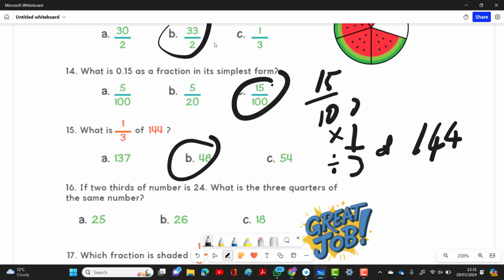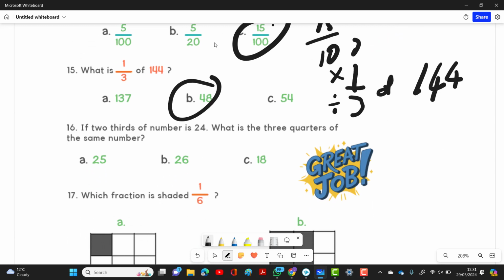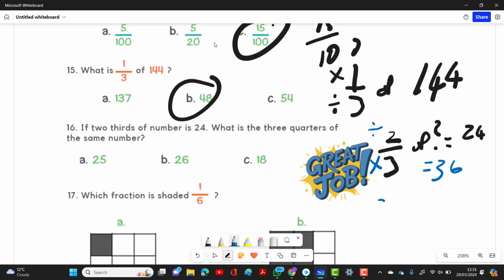2/3 of a number is 24. What's 3/4 of the same number? Okay, so 2/3 of something equals 24. Now, you don't divide by the bottom and times by the top in this one, when you don't know that something. You do the opposite: divide by the top, times the answer by the bottom. So 24 divided by 2 is 12. 12 times 3 is 36. So that number is 36. Then we want to know 3/4 of 36.